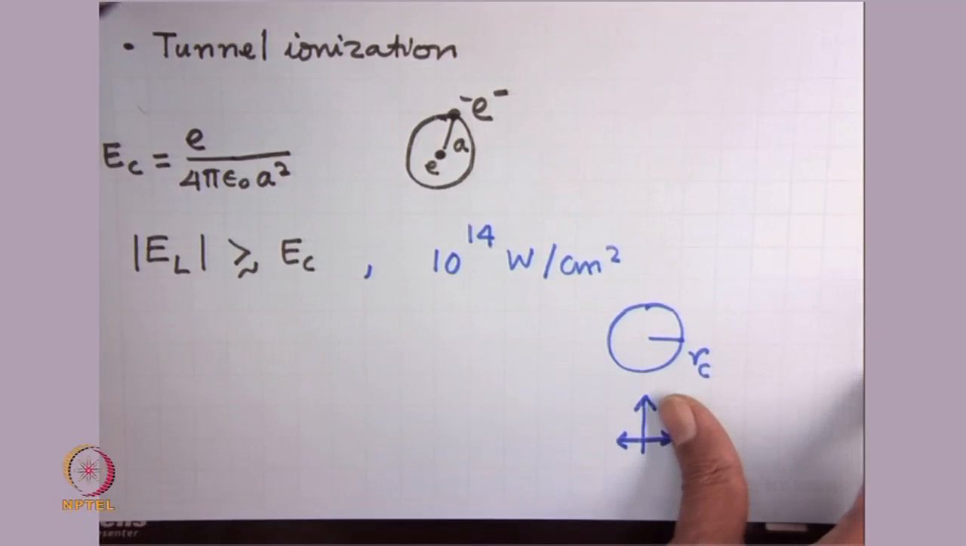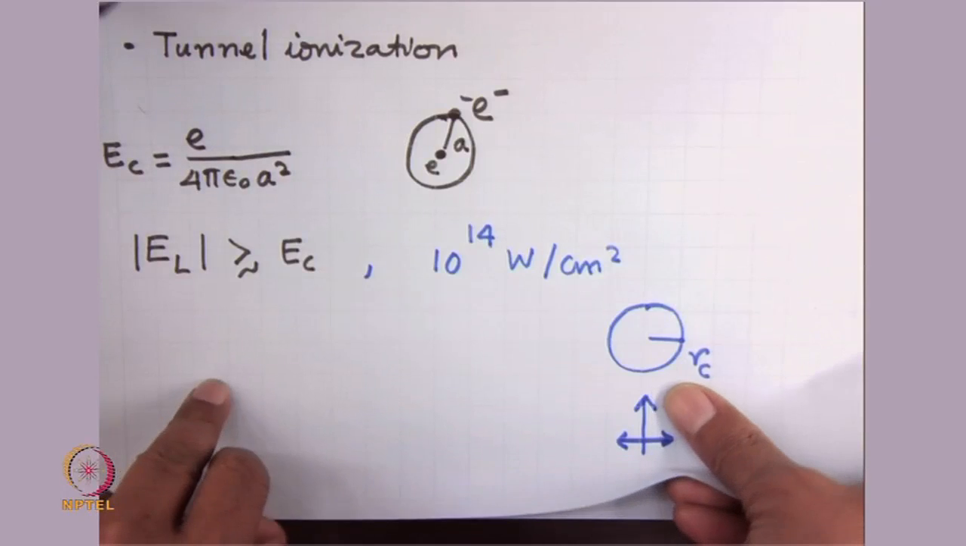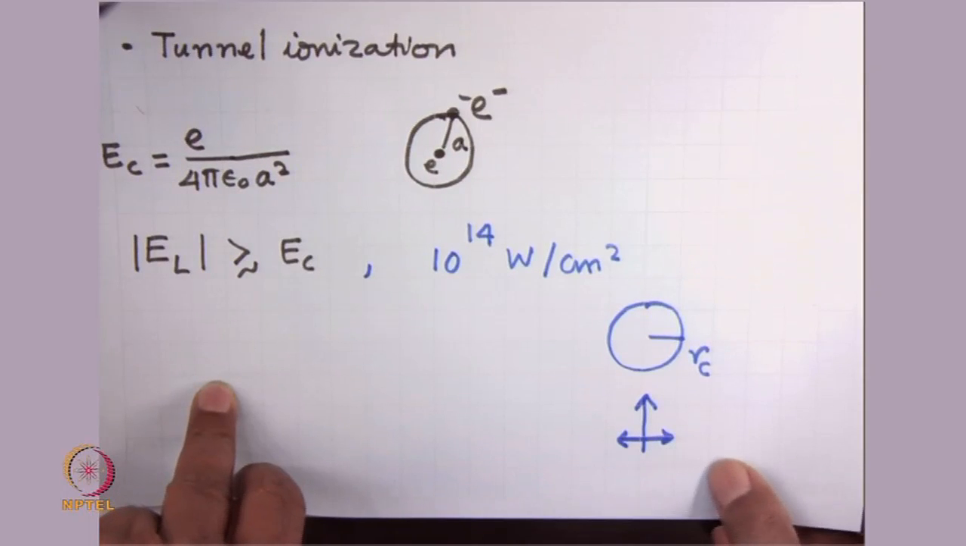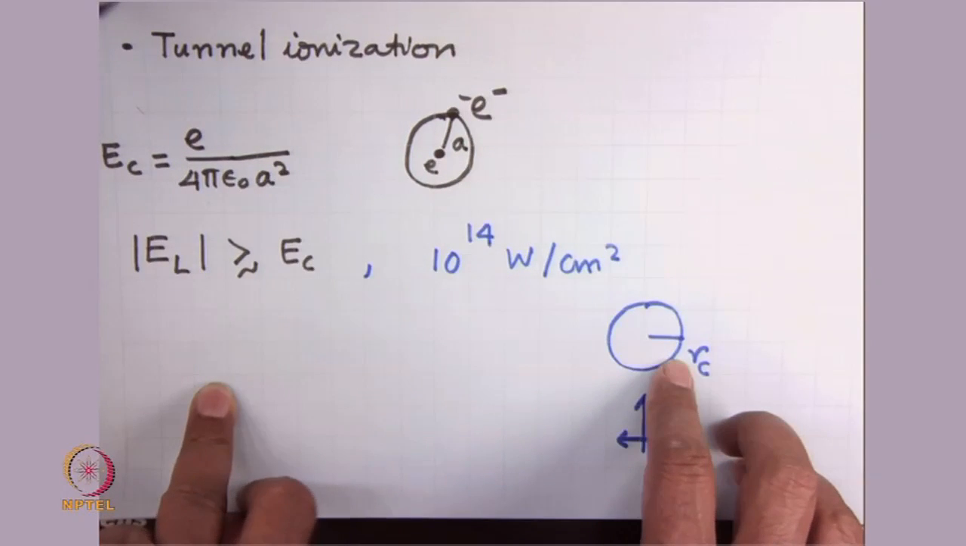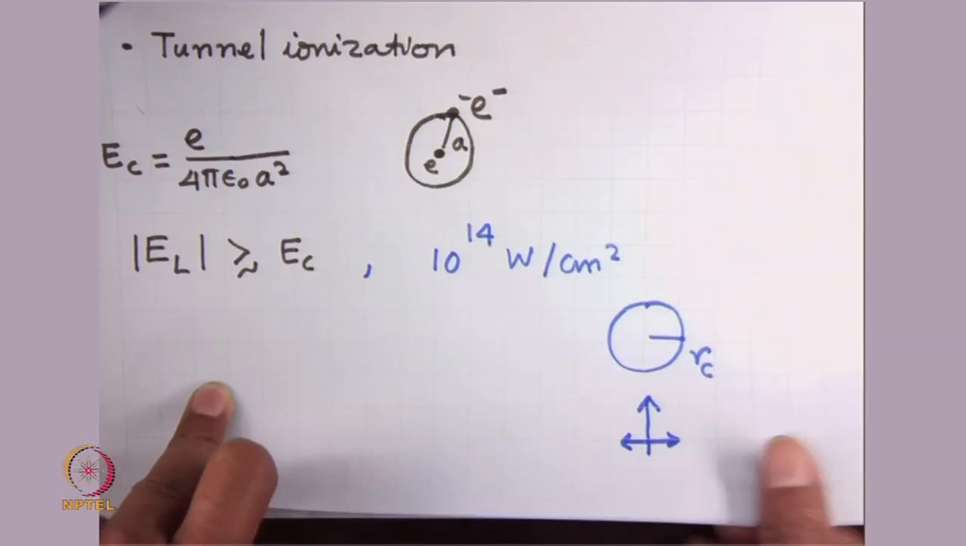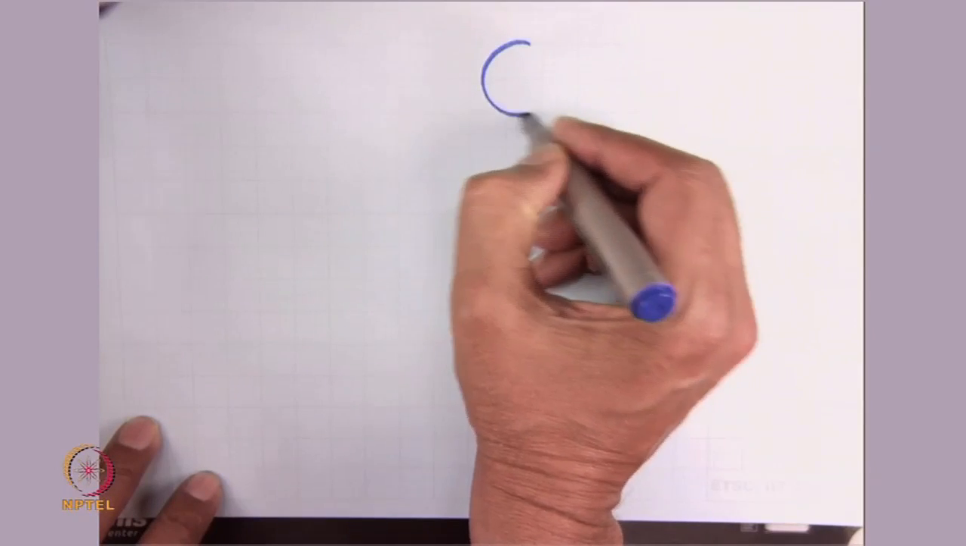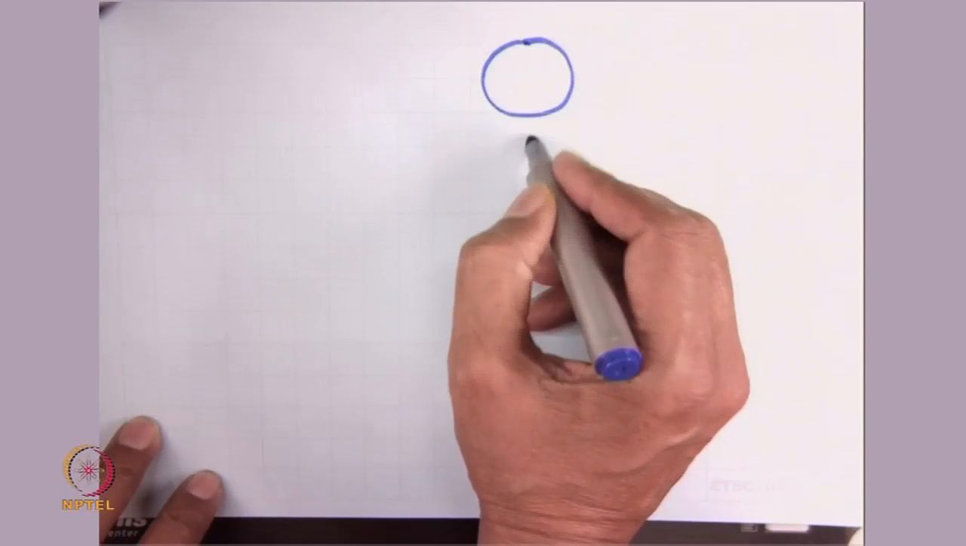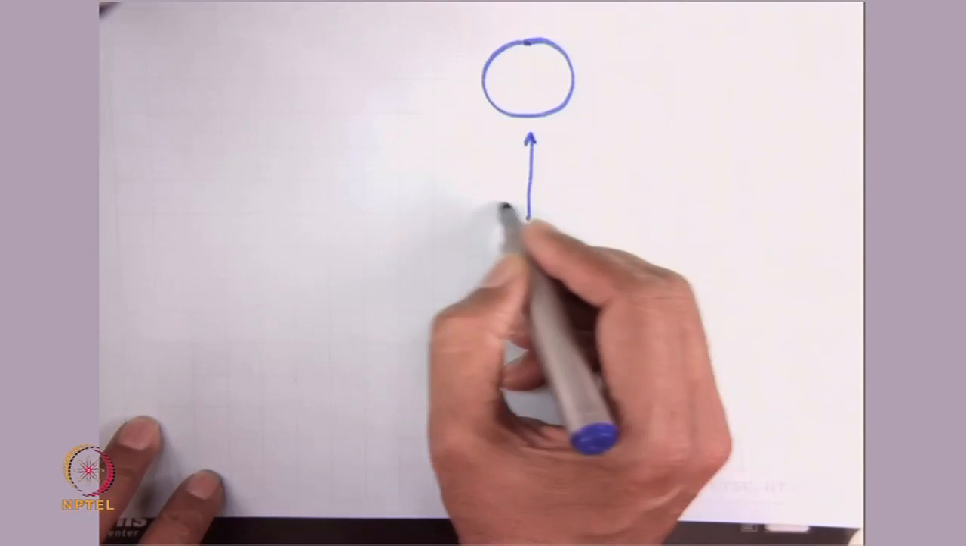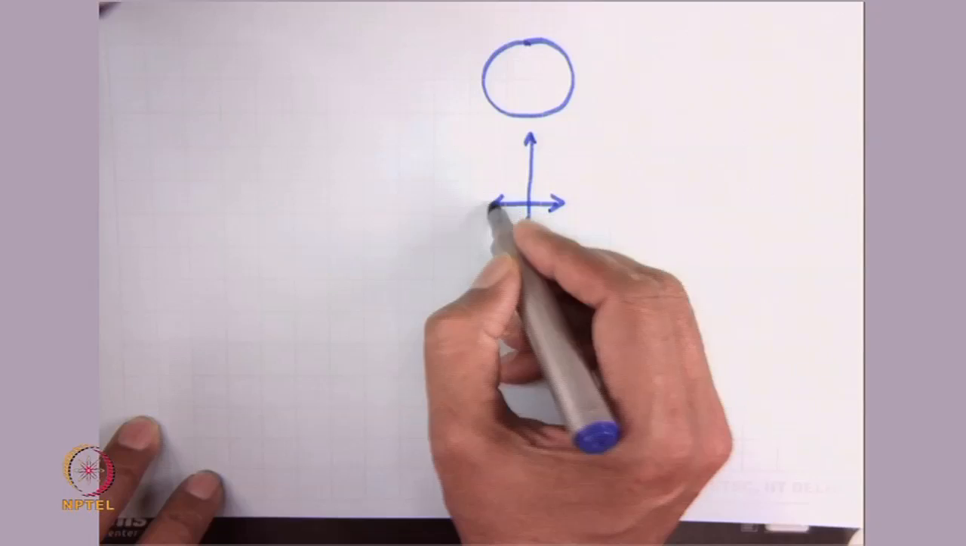Now, let us consider what will happen when the laser sees a fully ionized plasma ball. In order to understand the physics of this process, physically what would happen is that the electrons and the ionosphere see the electric field of the laser. The laser is coming like this, and this is the electric field.